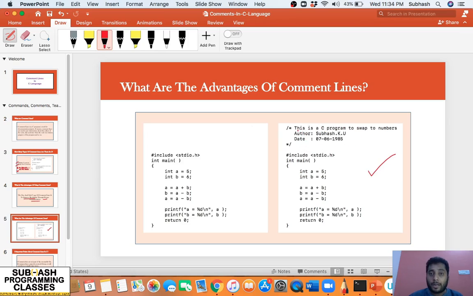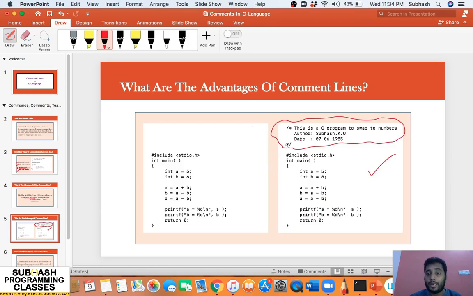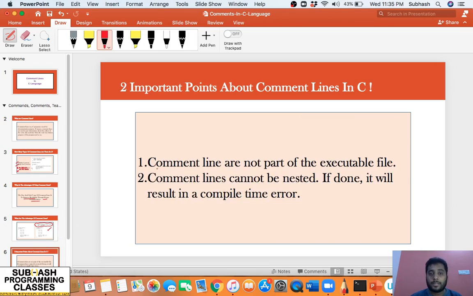So the compiler will not convert your comment lines into any kind of assembly instructions. They are ignored by the compiler. That is what the first point says: comment lines are not part of the executable file. I am repeating once again, comment lines are used for human beings to understand what is happening in the code. For example, the author of the code, the date and time when it was written, the program logic, or why this program was written in the first place, and so on.